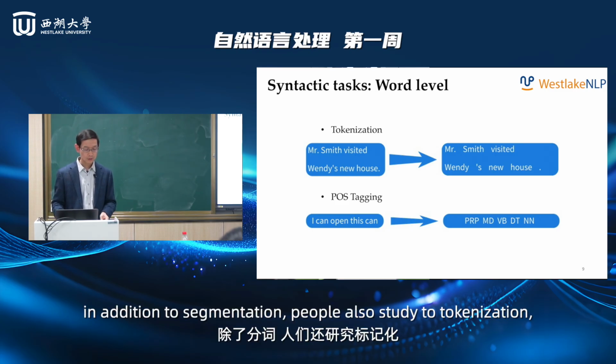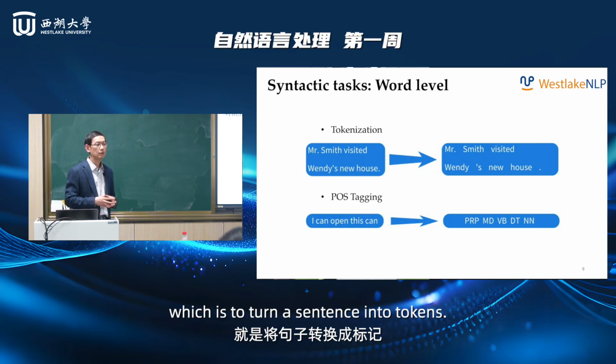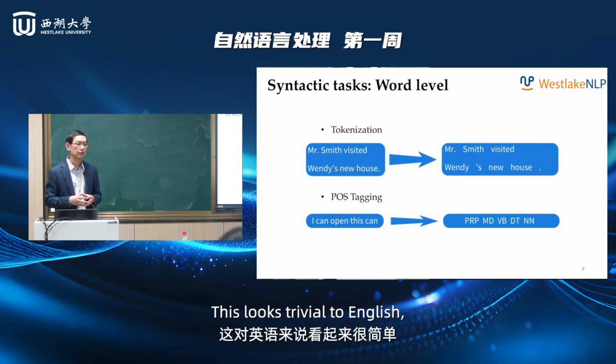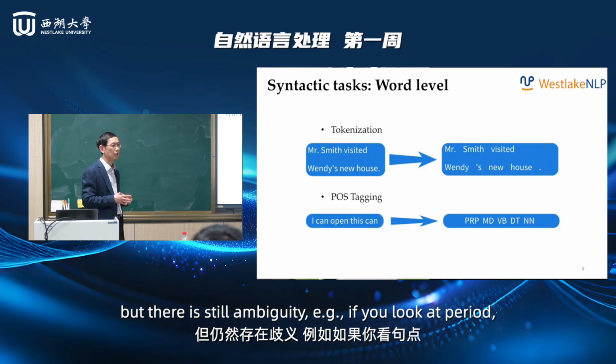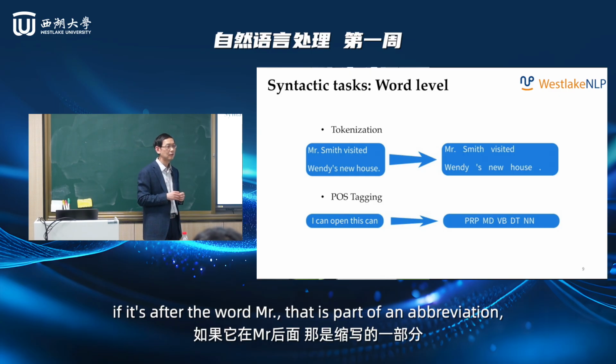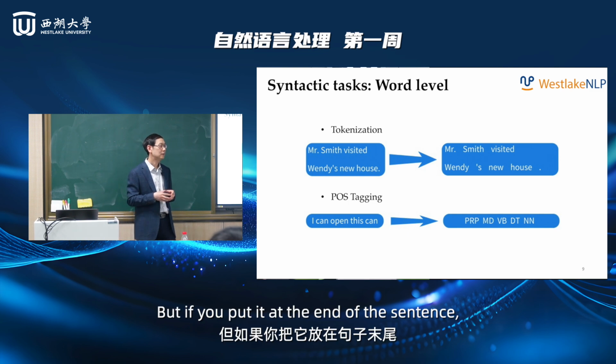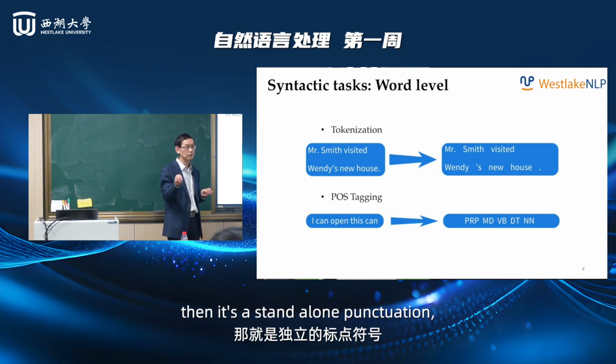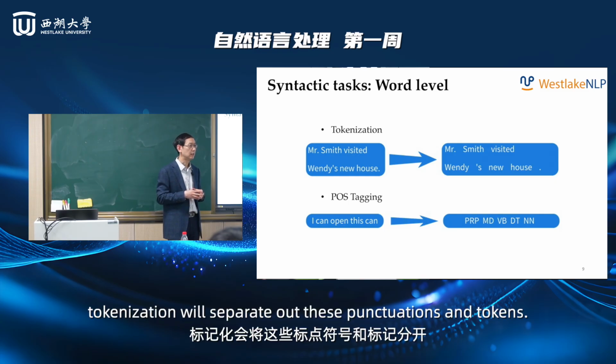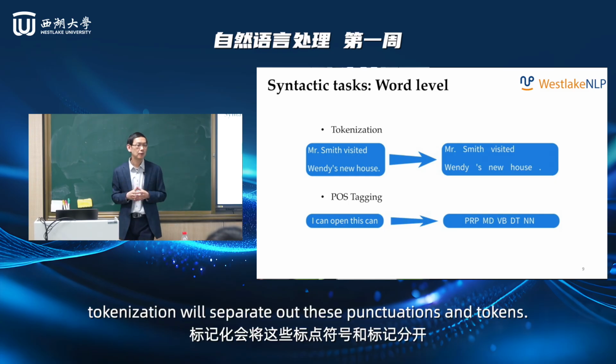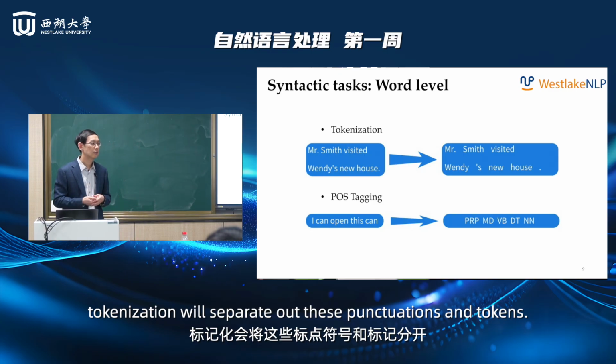So in addition to segmentation, people also study tokenization, which is to turn a sentence into tokens. So this looks trivial for English, but there is still ambiguity. For example, if you look at period, okay? If it's after the word Mr., then it's part of an abbreviation, right? But if you put it at the end of the sentence, then it's a standalone punctuation, right? Tokenization will separate out these punctuations and tokens.